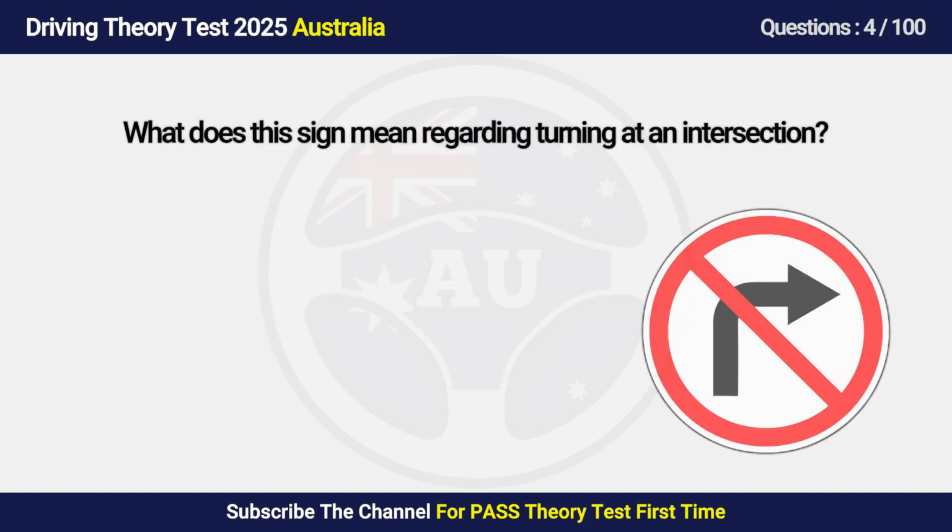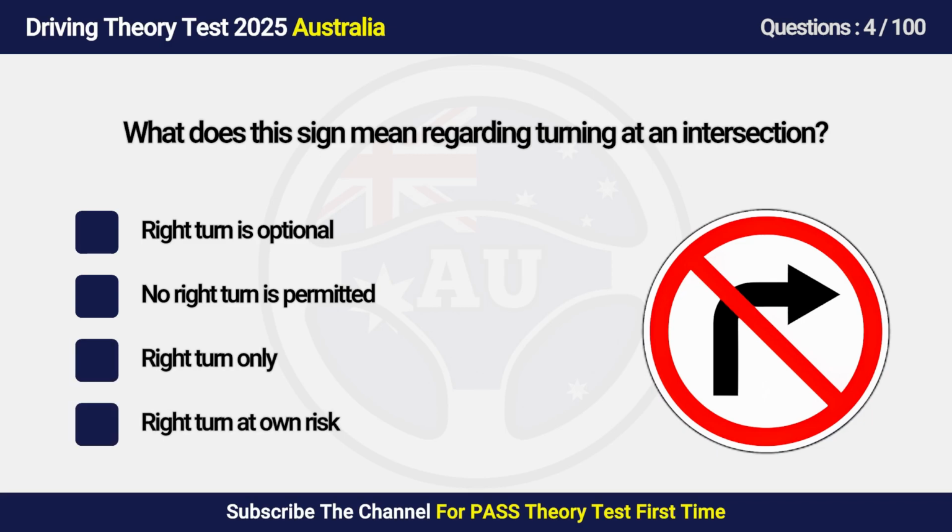Question 4. What does this sign mean regarding turning at an intersection? A. Right turn is optional. B. No right turn is permitted. C. Right turn only. D. Right turn at own risk.